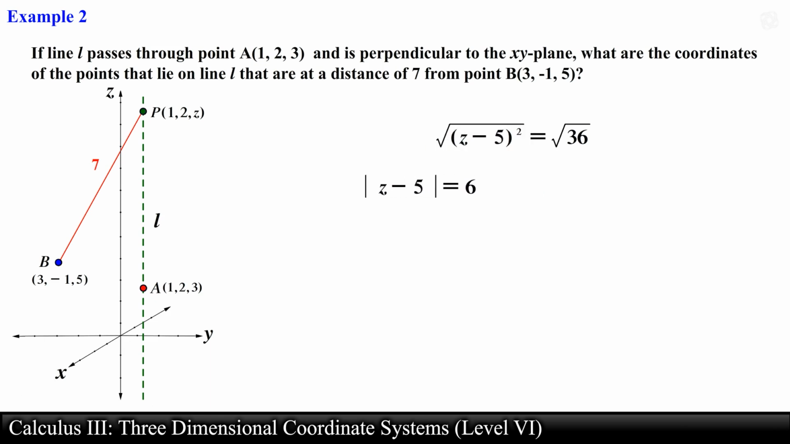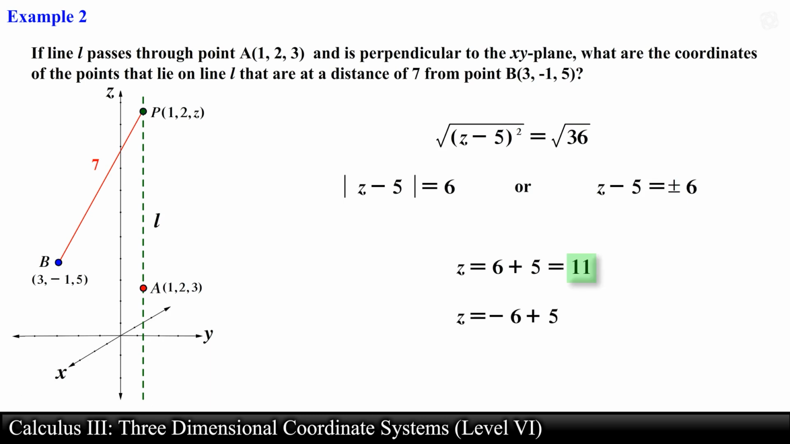Alternatively, we can take the square root of both sides, with the square root of 36 being equal to positive and negative 6. In either case, we have two distinct equations for which we need to solve for z. So solving for z on both equations, we obtain z equals 11 and z equals -1. Notice that we obtain two answers.